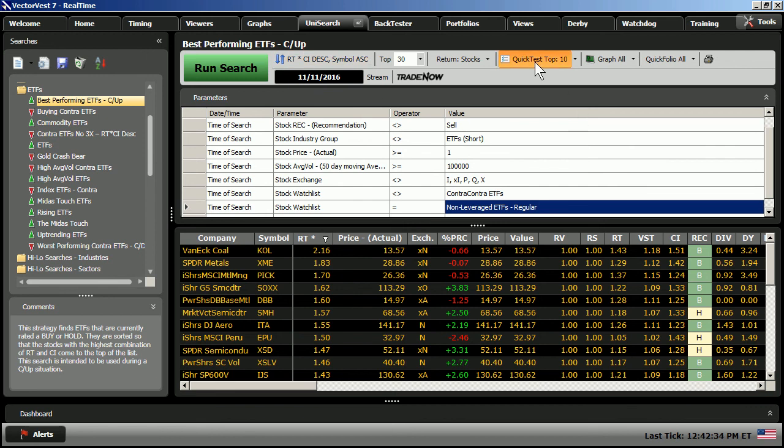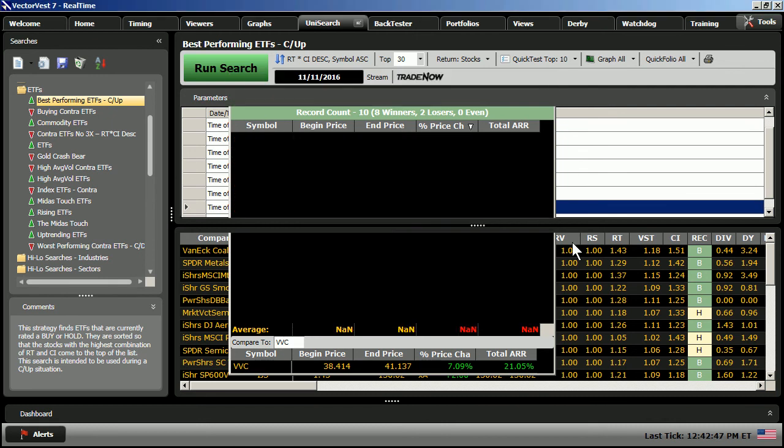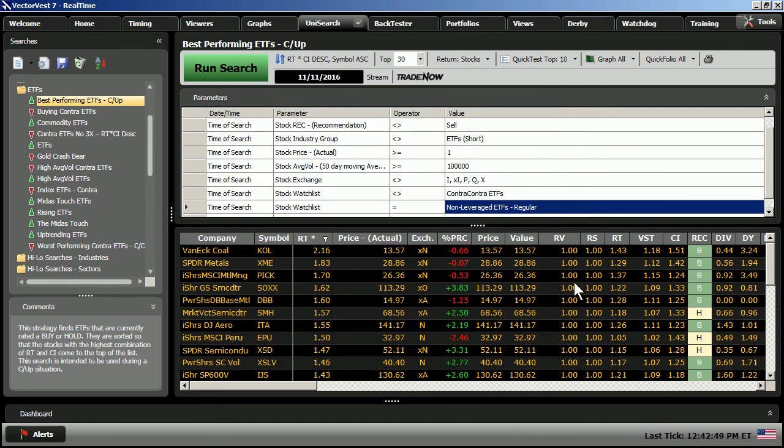Let's go quick test the top 10. 6.97%, 8 winners, 2 losers. The 2 losers are manageable, but still keeping right up with the market. So folks, depending on how aggressive or conservative you want to be, you can take an existing search in the VectorVest software, tie in the watch list to reflect the type of ETFs that you want to find, and use, because this is the power behind the Unisearch tool, the most powerful search engine ever created by man.